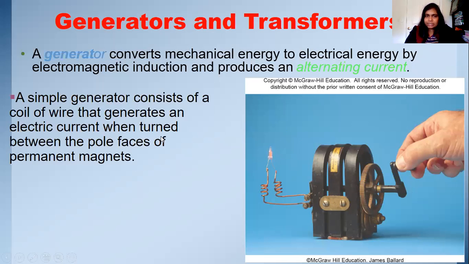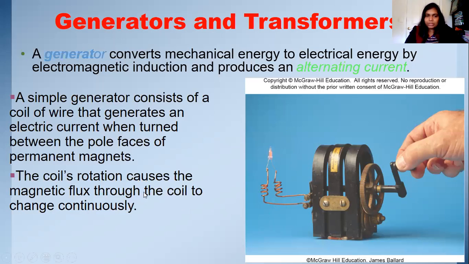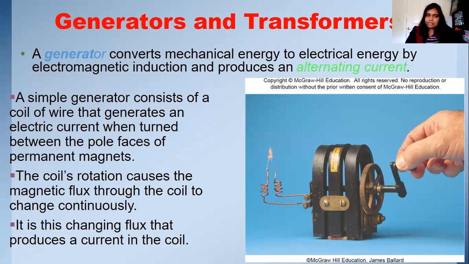Then a simple generator consists of a coil of wire that generates an electric current when turned between the poles face of a permanent magnet. Inside here, there's a permanent magnet. When you rotate this one, that magnet is rotating around the coil, changing its direction regularly. That will induce a current in the circuit. The coil rotation causes the magnetic flux through the coil to change continuously. That change in flux due to the rotation of the magnet helps to induce the current in the secondary coil. So it is the changing flux that produces a current in the coil.